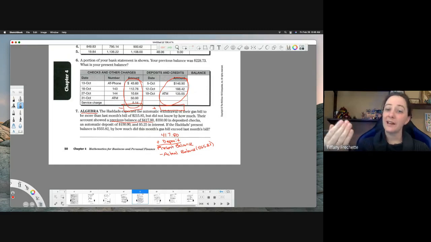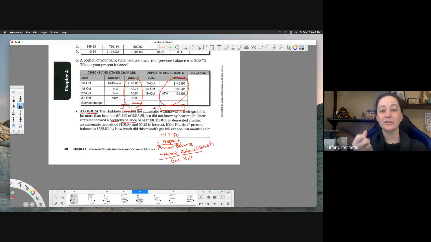Although remember, we still have to deal with the gas bill. We haven't dealt with that yet. So once we subtract the actual balance from it, that'll tell us what the gas bill is. Because that's the difference between what we know we put in and what the actual balance is showing us on the statement right now. So here's our gas bill.